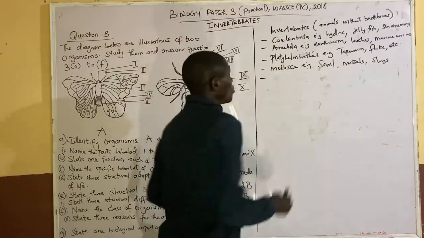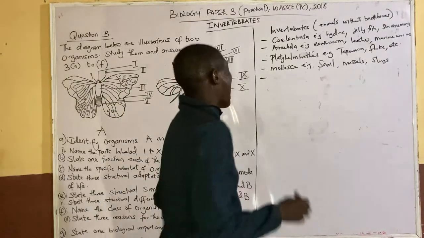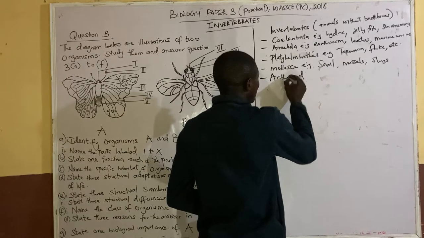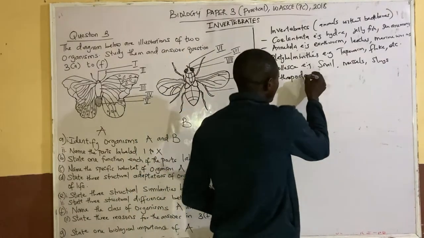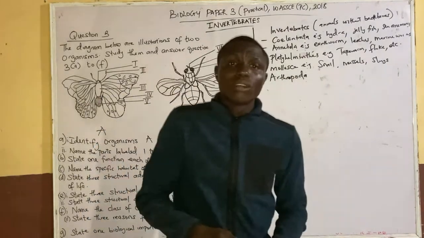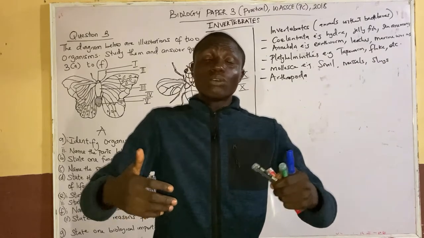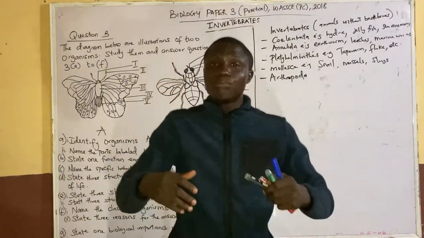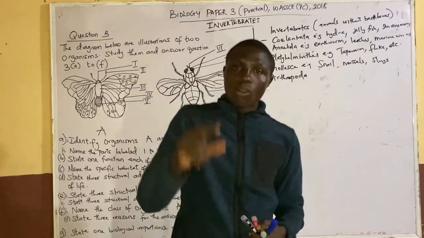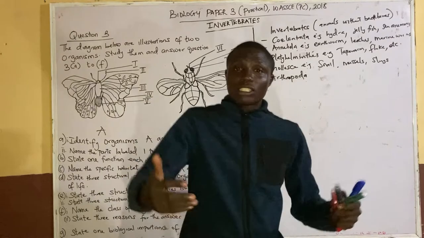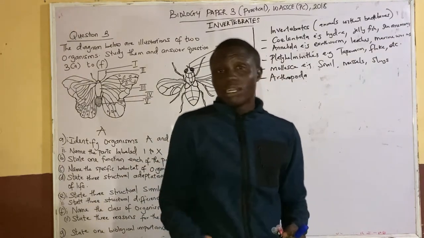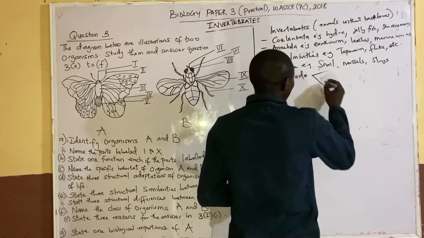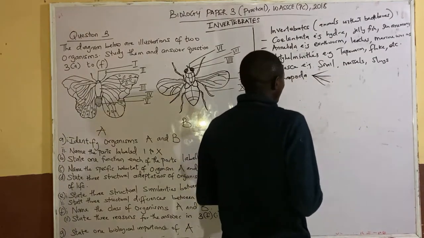Now lastly, under the classification of invertebrates, we have something called arthropoda. Arthropoda is one of the biggest phyla. In fact, it's the biggest phylum under the invertebrates. Arthropoda consists of several classes of animals, and these classes are four in number. We have four classes of arthropoda.